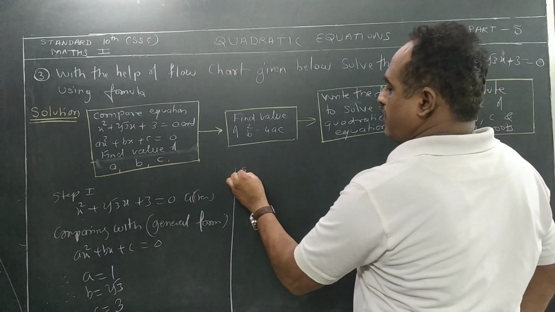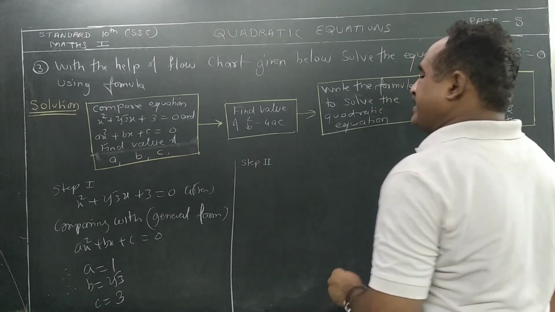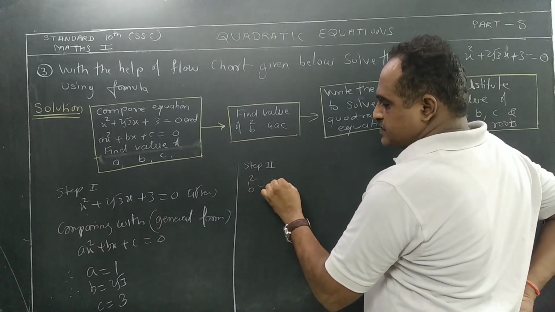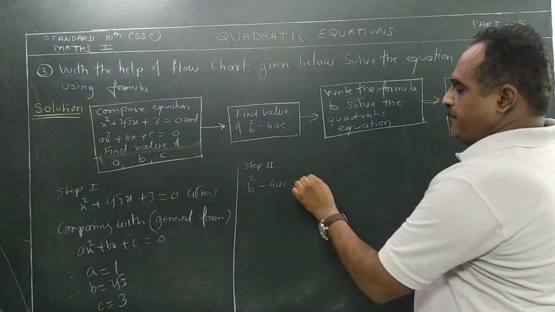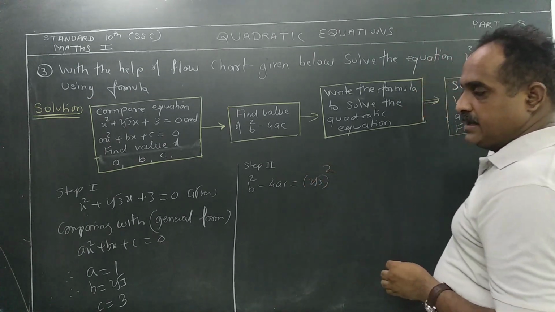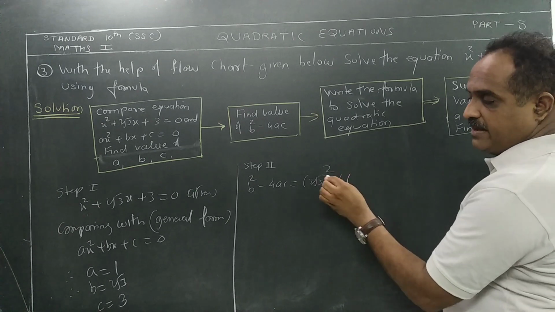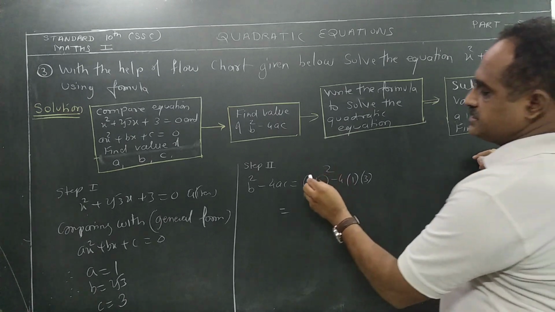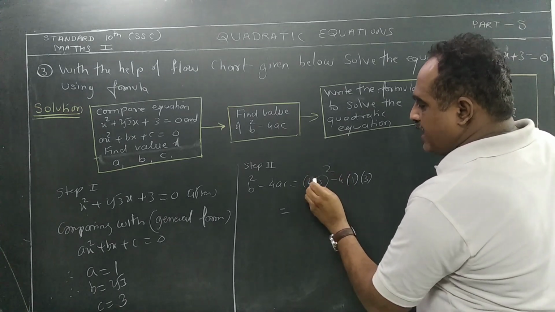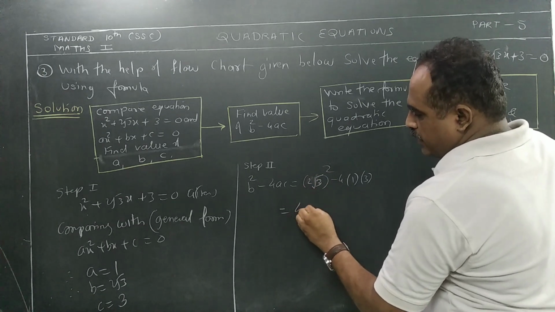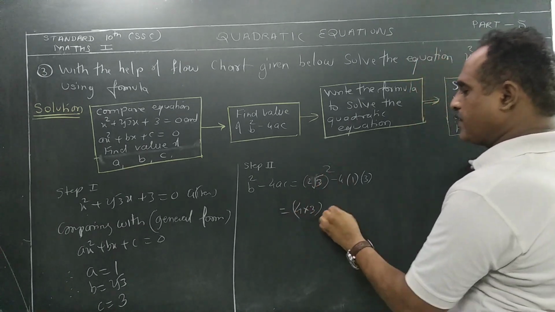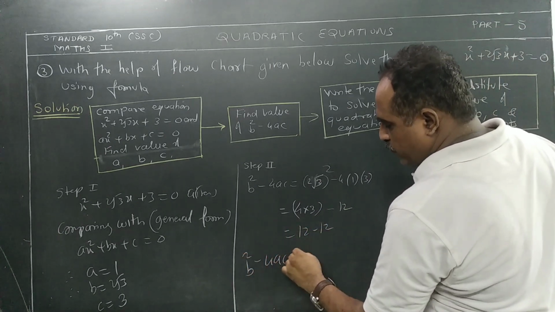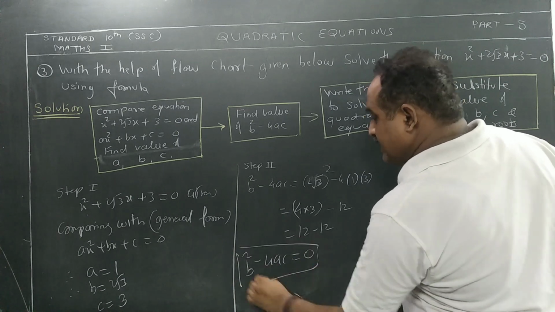Now step 2. What is step 2? We have to find out the value of b square minus 4ac. So b square minus 4ac is equal to, what is the value of b? B is 2 root 3, the whole square, minus 4 times a, whose value is 1, times c, whose value is 3. So in this case, 2 root 3 is there, no? So 2 square is 4 into 3, root 3 square is 3, minus 3 4s are 12. 12 minus 12. So b square minus 4ac is equal to 0. This is the second step we got.